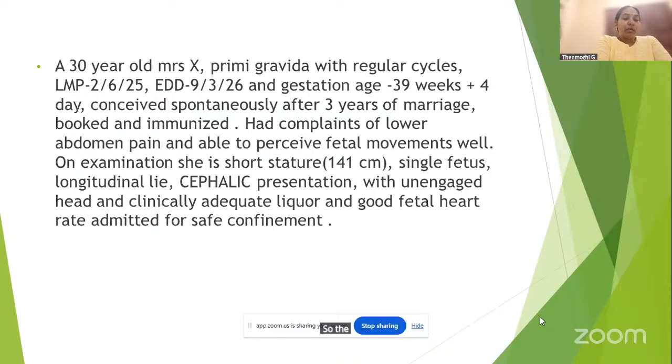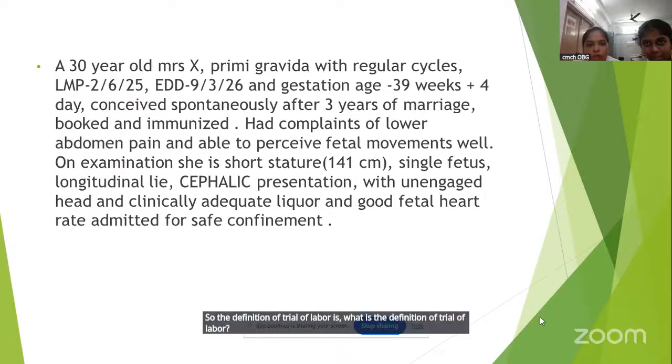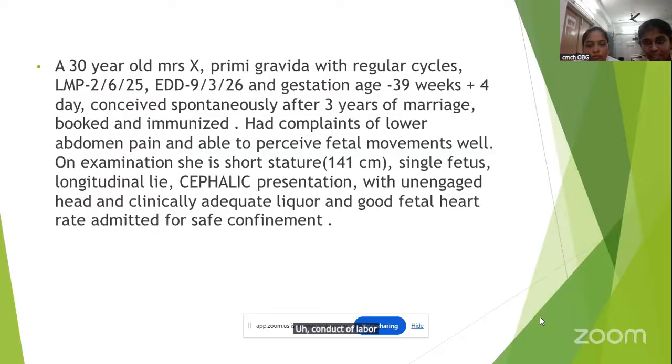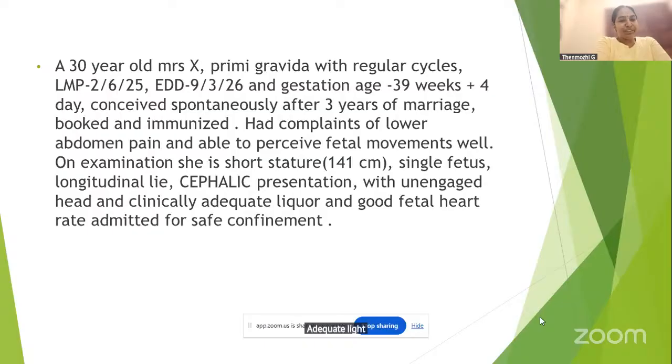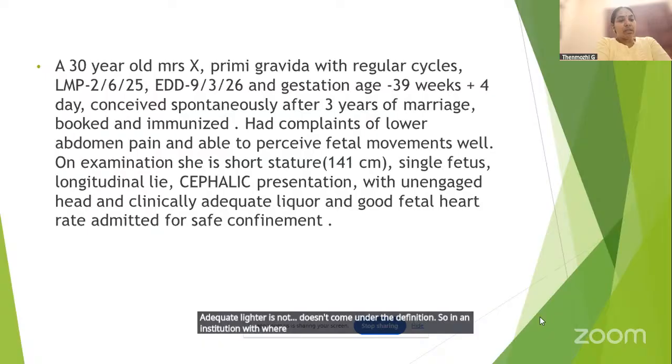What is the definition of trial of labor? Conduct of labor in a borderline CPD in an institution with an adequate size of the baby. Adequate size doesn't come under the definition. So it is in an institution where an emergency cesarean can be done.